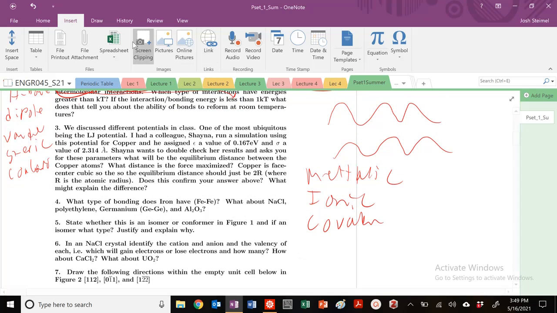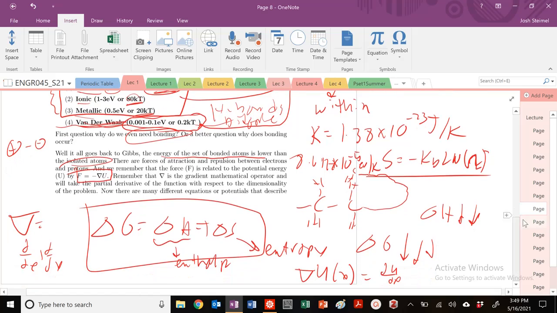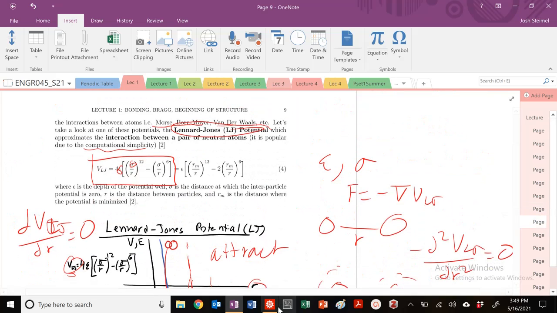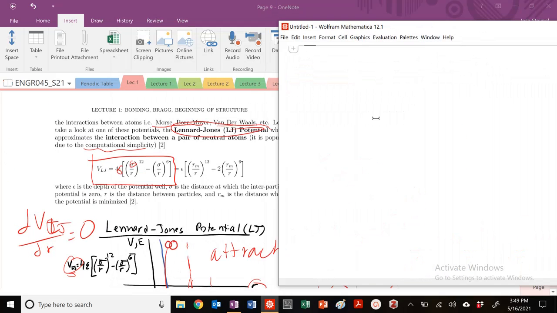Let's go ahead and look at our Lennard-Jones potential and define it in Mathematica. So my Lennard-Jones potential is equal to 4 times epsilon times (sigma divided by r to the 12th minus sigma divided by r to the 6th power). Let me make sure to put it to the power. Great, so that's our Lennard-Jones potential.